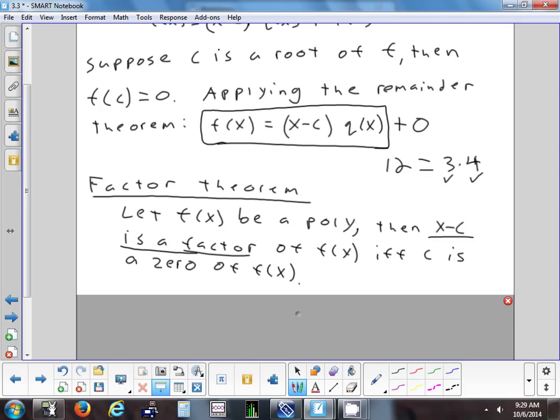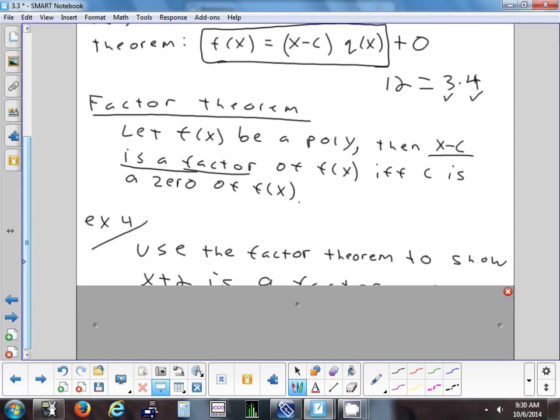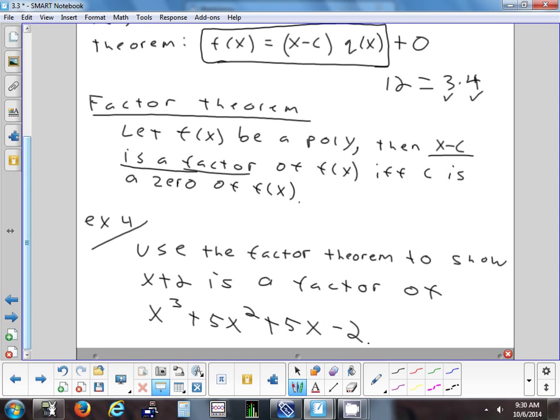So if I said to you 5 is a root of this polynomial, then x minus 5 is a factor of it. I could also say 5 is an x-intercept. Or I could say the graph crosses the x-axis at 5. I'm saying the same thing, many different ways. Okay, so we're going to use the factor theorem to show that x plus 2 is a factor of x cubed plus 5x squared plus 5x minus 2.